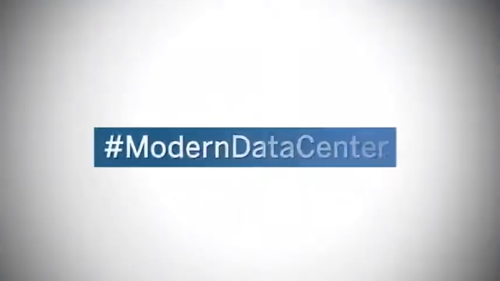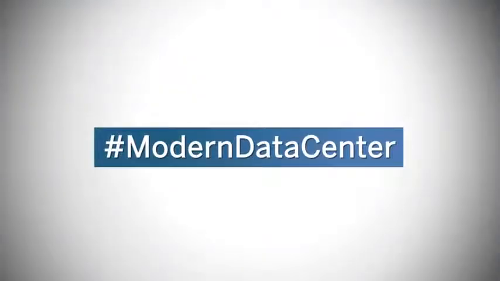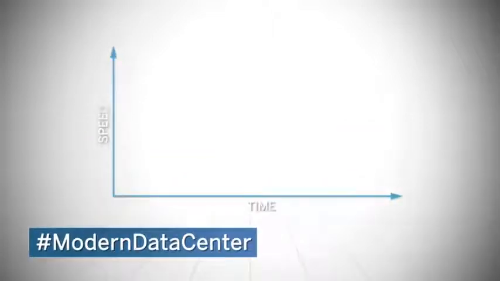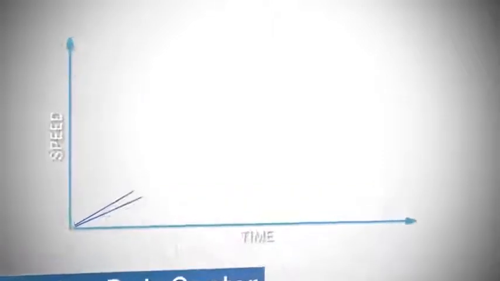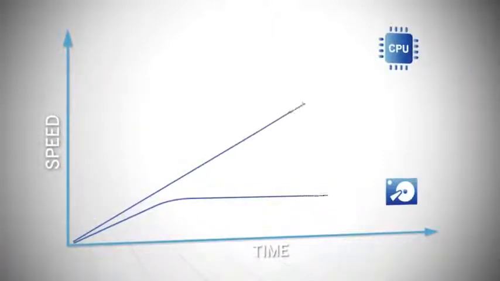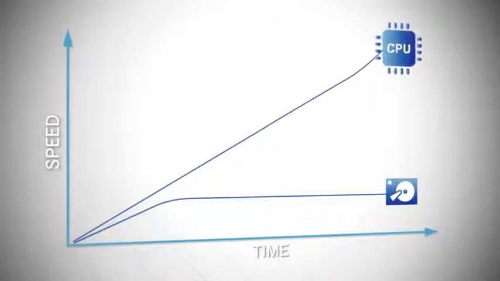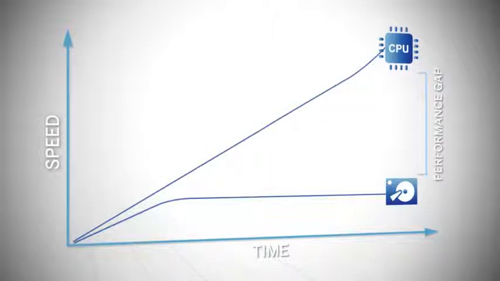As you may have heard as part of the recent #ModernDataCenter social media campaign, there has been a revolution taking place in the storage industry, all of which is trying to solve the same fundamental problem. CPU has continued to get exponentially faster, while spinning disk reached its maximum performance over 15 years ago. This has created an ever-widening performance gap present in the form of latency, which is ultimately unsustainable.